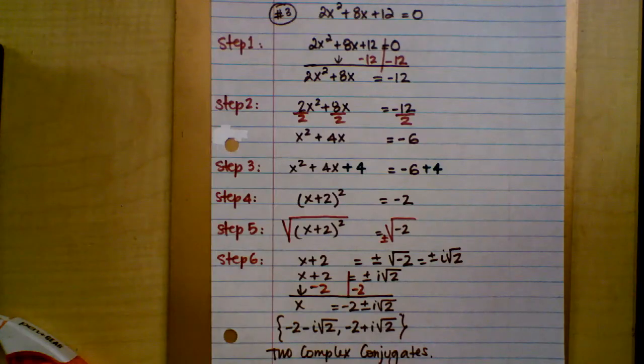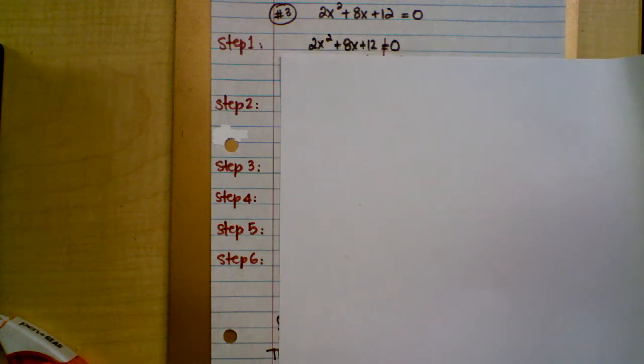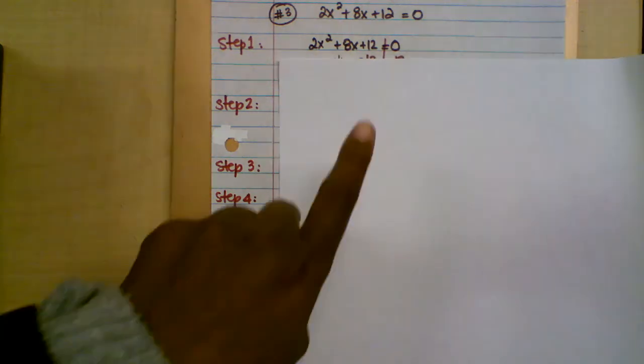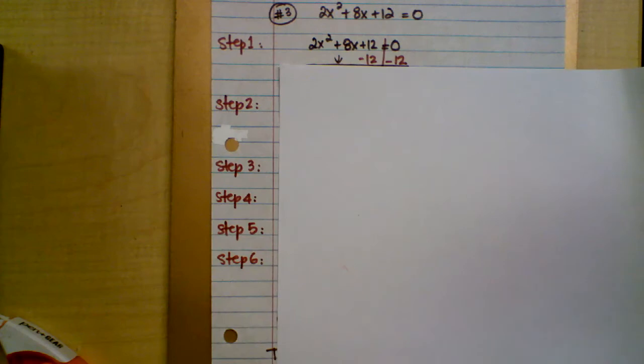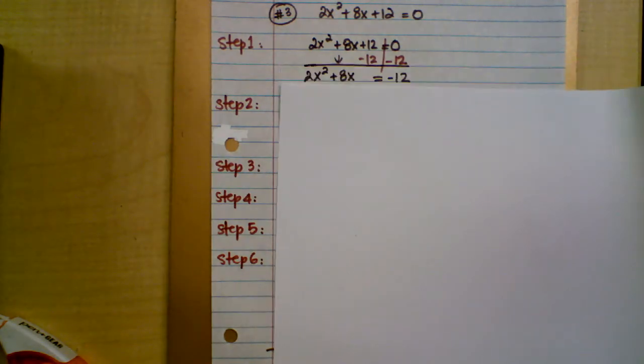Okay, so I'm going to go over the steps, each one of them. Okay, so step 1 is to collect the variable term on the left side and the constants on the right side. Okay, so here I have to move the positive 12 to the other side. So that's why I minus 12 on both sides. Then the equation is going to be 2x squared plus 8x equal negative 12.